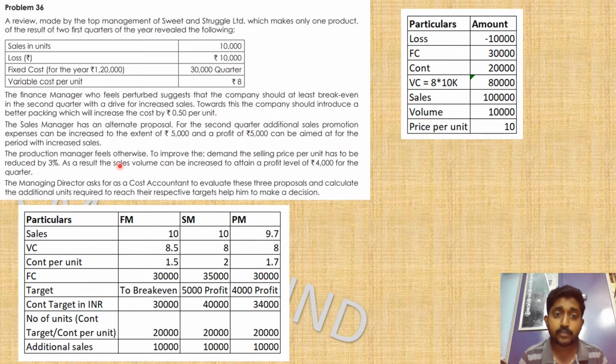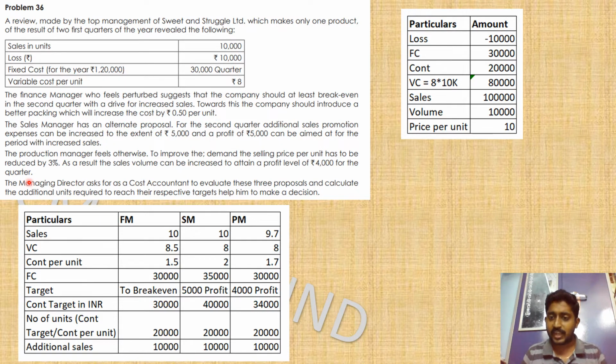Next, the production manager feels otherwise. To improve the demand, the selling price per unit has to be reduced by 3%. So what the production manager says is, you reduce the selling price, automatically the sales will increase. How much should we reduce the selling price? 3%. As a result, the sales volume can be increased to attain the profit level of 4,000.